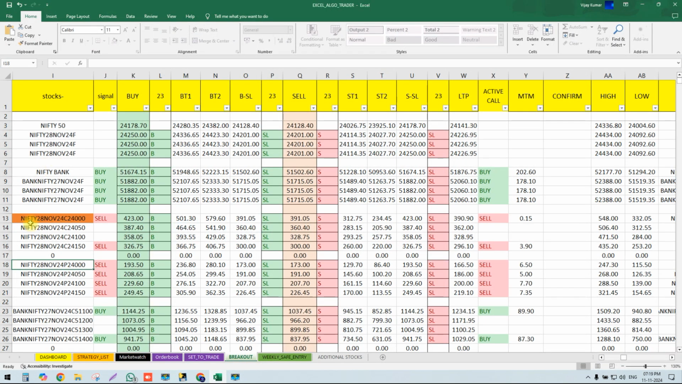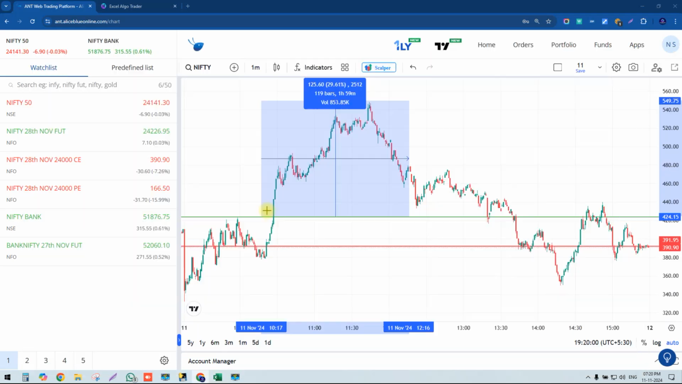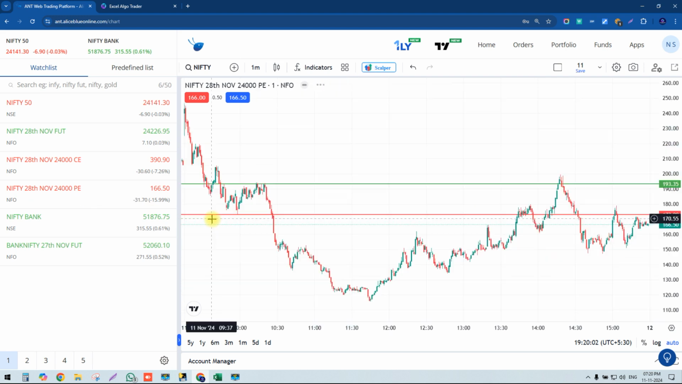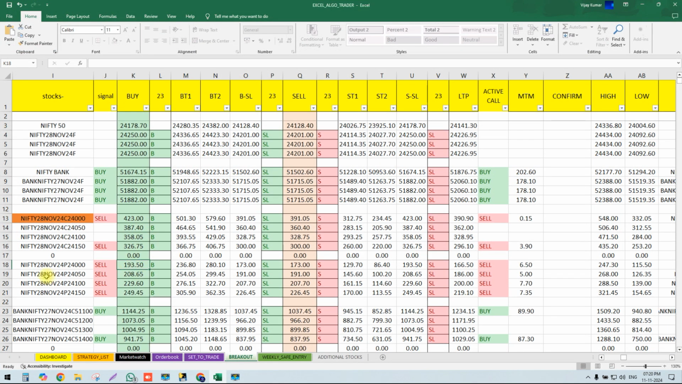Now the Nifty call option is over. We'll go to the Nifty put option. Here in the Nifty put option, buy was generated at 193 and sell was generated at 173. We just look at this chart and I'll show you. The 193 buy was generated here and the sell was generated here at 173. Exactly as I showed you here, 193 and 173.